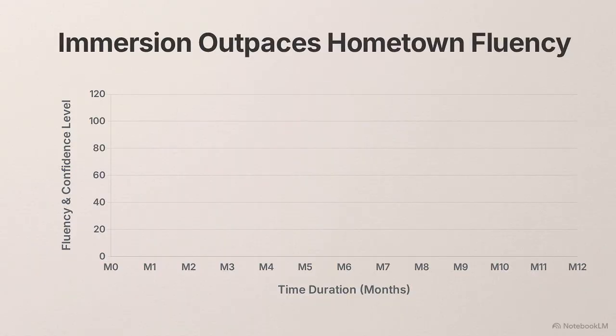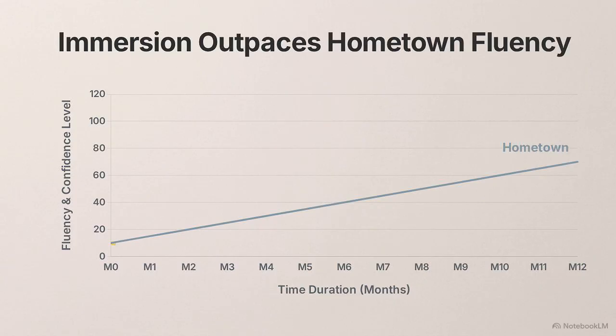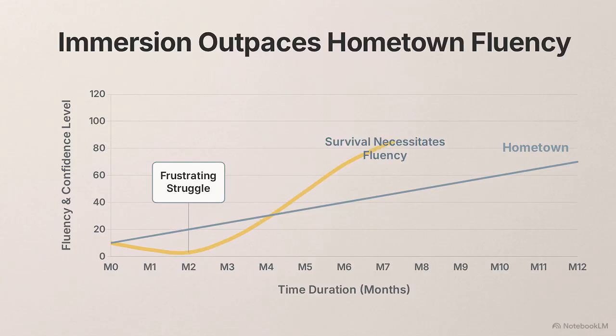This line graph measures fluency over time. The immersion line starts with a sharp dip, representing the frustrating struggle to communicate, before curving steeply upward, crossing the gradual trajectory of hometown study when survival necessitates fluency.